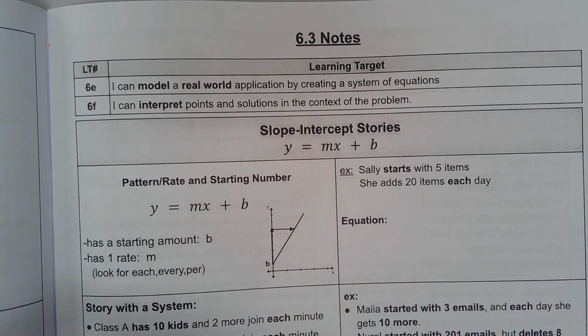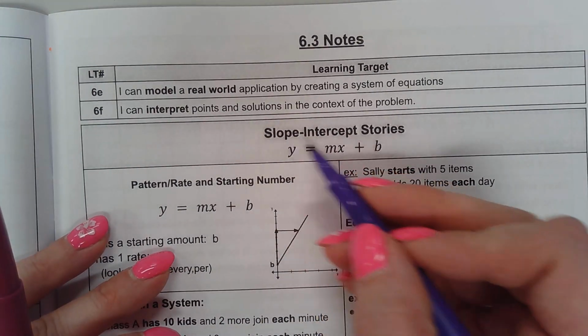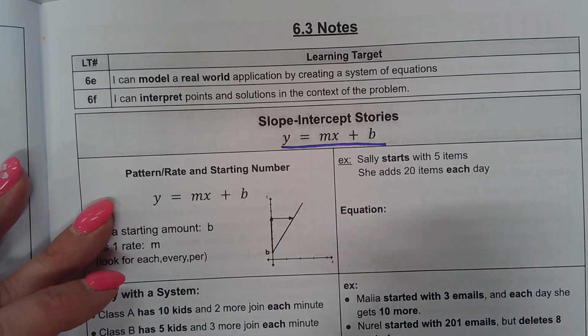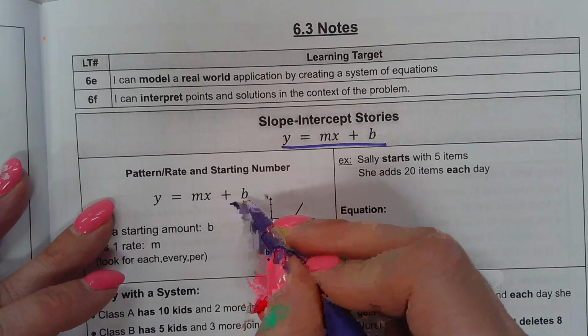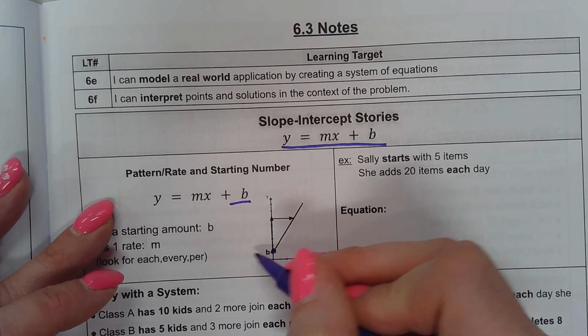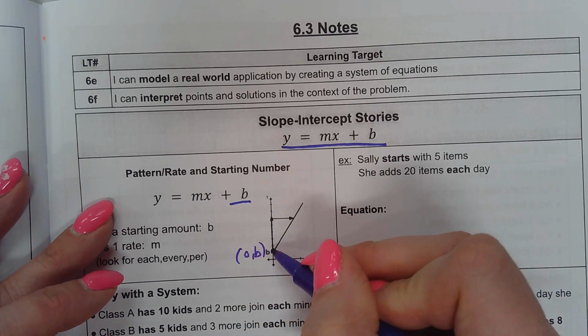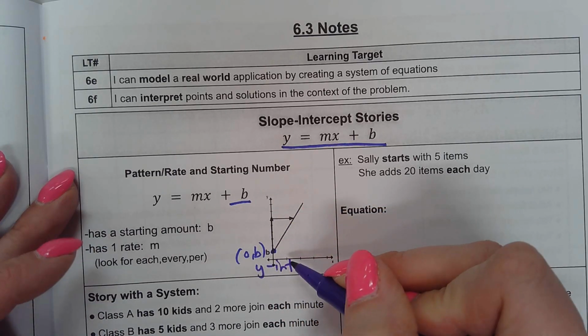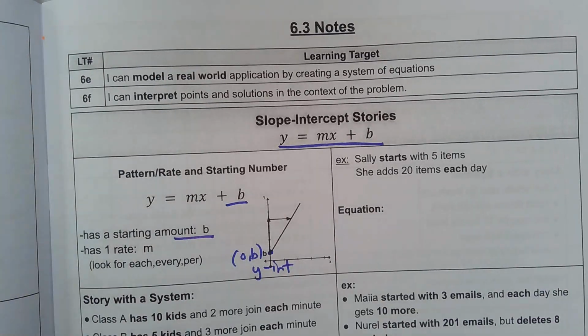Let's look at word problems and writing equations. The first kind is slope-intercept stories. We have the starting value, which is the b. This is the point on the y-axis where it starts. It's called the y-intercept. That is the starting amount.